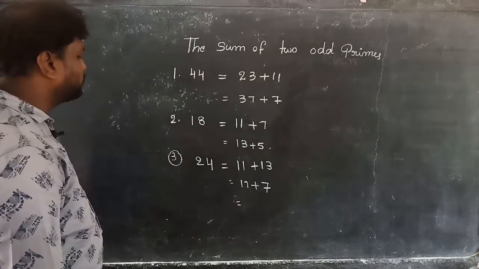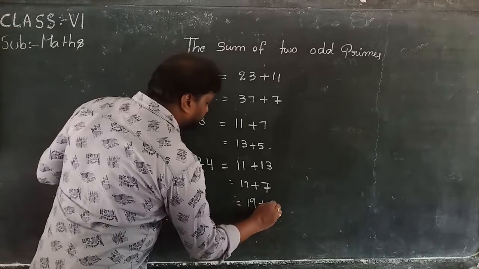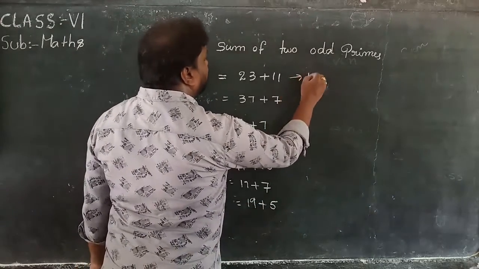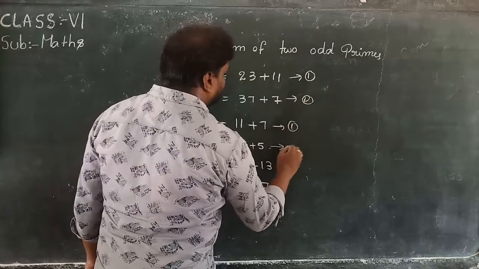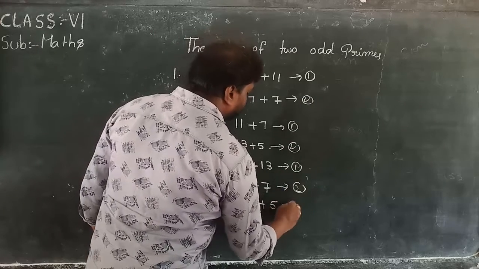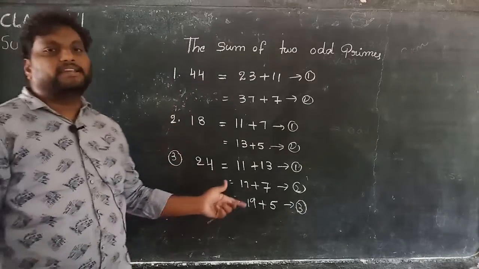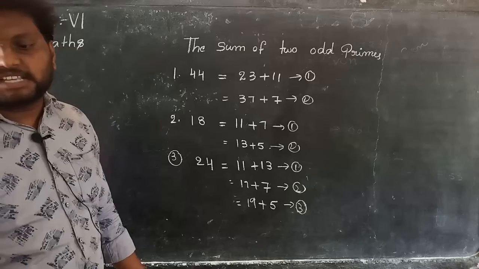Then next, 13 is done, 17 is done, 19. 19 plus 5 we can also write. Here three combinations came: this is 1, this is 2, this is 3. Like this we have to write the sum of two odd primes for some numbers, just like a puzzle.